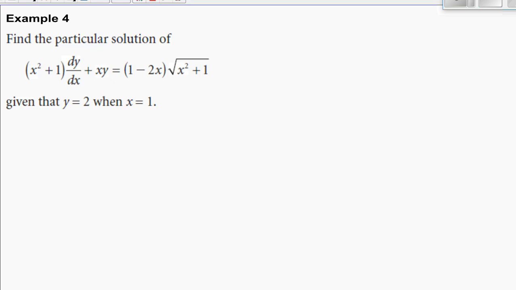In this question, you are required to find the particular solution. So our step one will be to rewrite the equation in standard form. So step one.